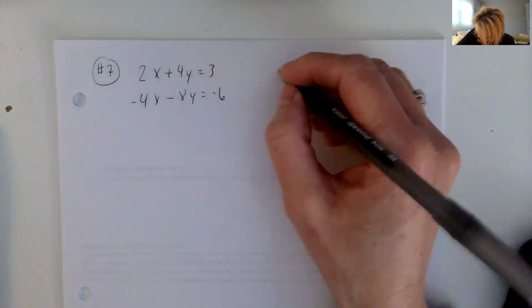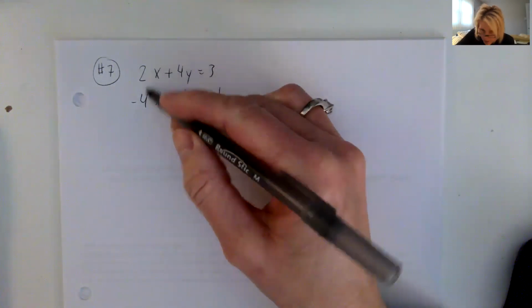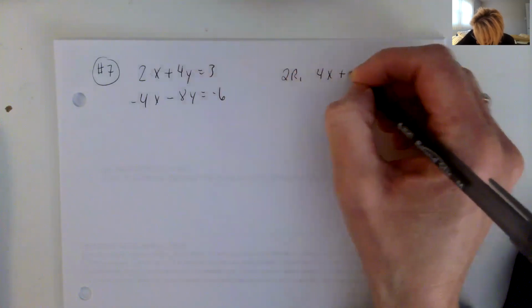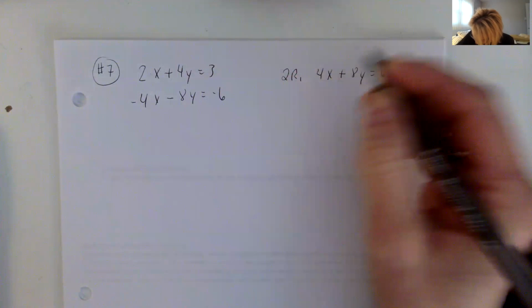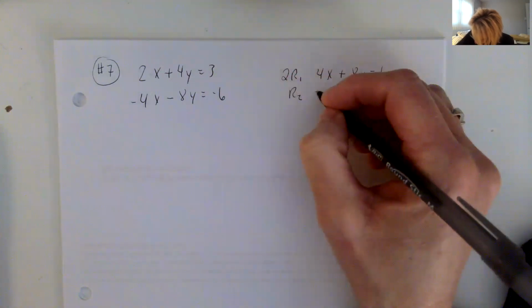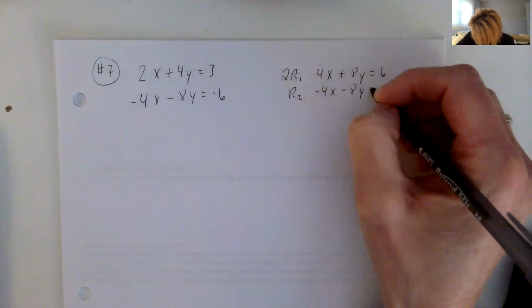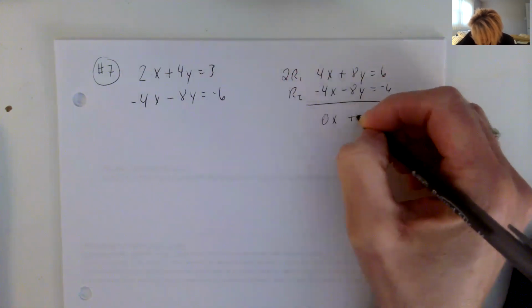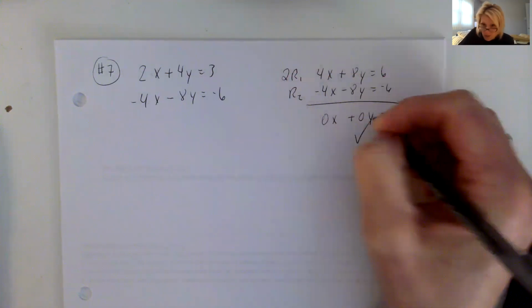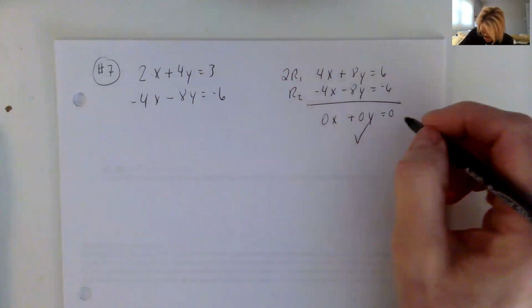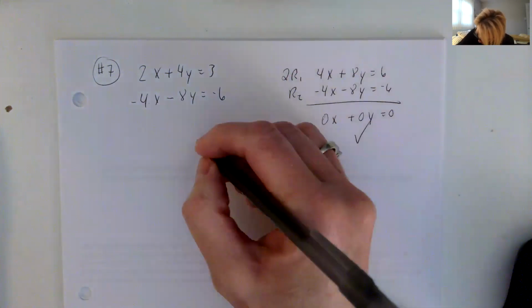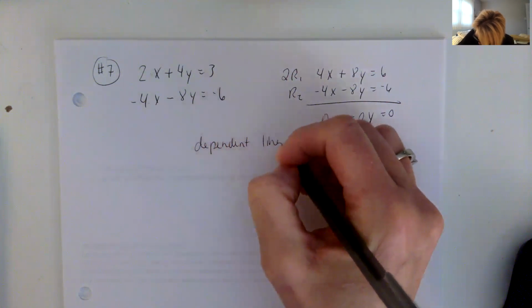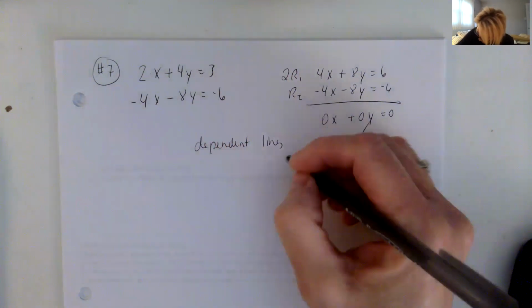So if we tried to eliminate x, we could get them to be 4x. So 2 times row 1 would be 4x plus 8y equals 6. And you can see that row 2 is already negative 4x minus 8y equals negative 6. And when we add them, we get 0x plus 0y equals 0, which is true. So when you get a true statement, they are dependent lines. So all solutions work.